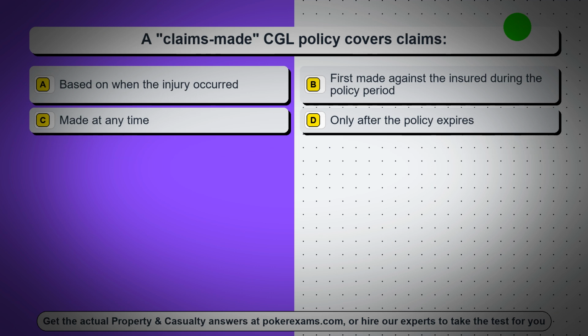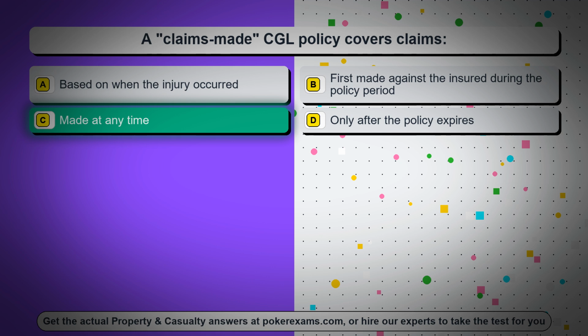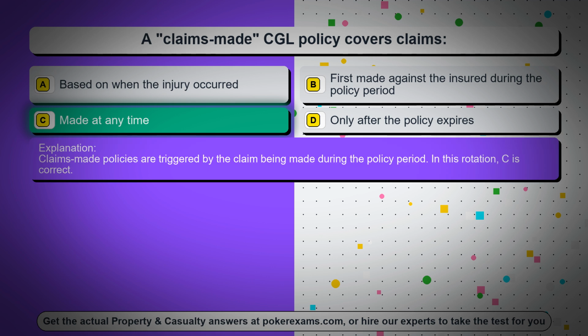Question 2. A claims made CGL policy covers claims: Option A, based on when the injury occurred; Option B, first made against the insured during the policy period; Option C, made at any time; Option D, only after the policy expires. The correct answer is Option C, made at any time. Claims made policies are triggered by the claim being made during the policy period. In this rotation, C is correct.